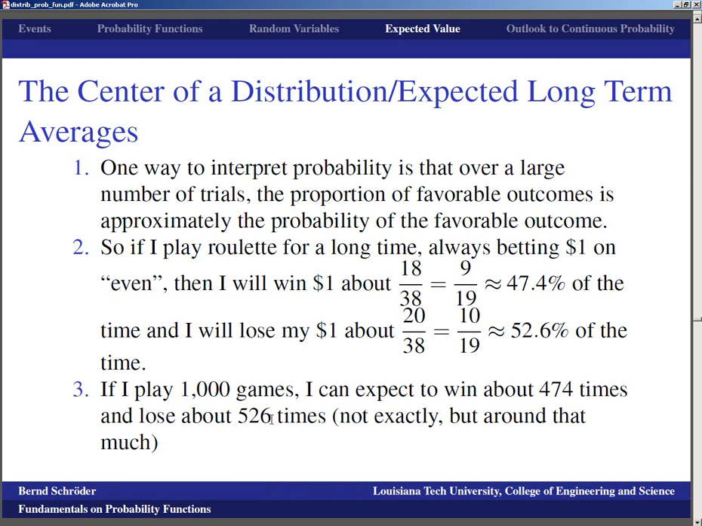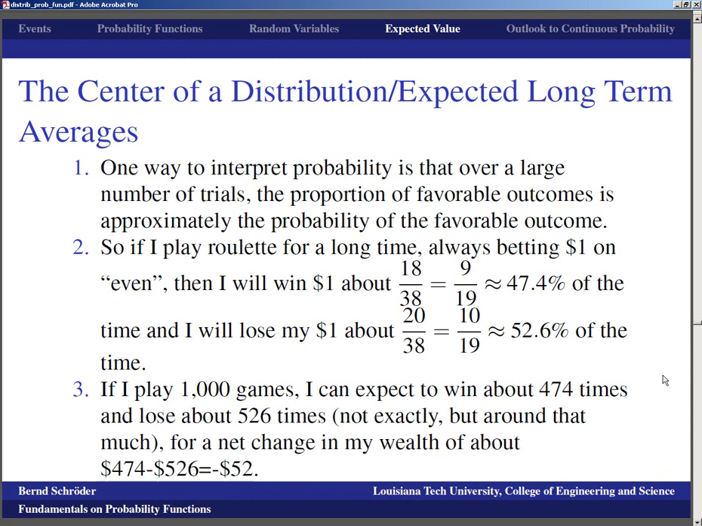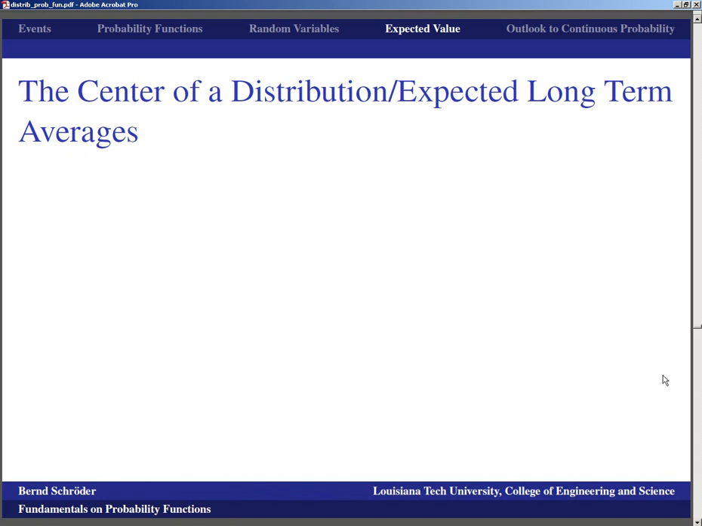The house will win more often than it does not. That's how these places stay in business. And there's nothing wrong with keeping people in business as long as you know what the business is that they are in, and as long as the business is legal. Okay, so the net change in my wealth would be $52 that I would lose.